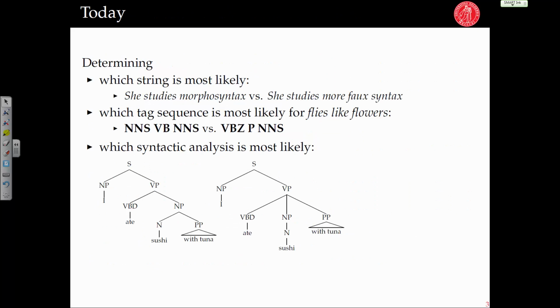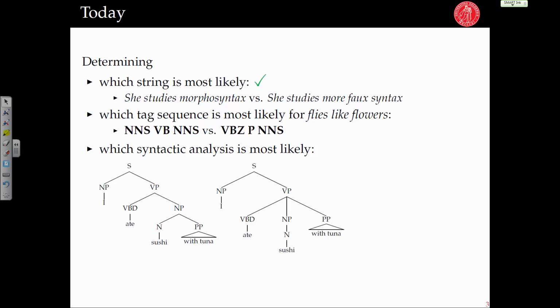Okay, so again, this is something we have seen last week. For the rest of the semester, we want to learn to predict these different types of structures, or linguistic structures, or assign probabilities to them. What we did last week was the first type, where we assigned probability to a sentence, to a string. So we wanted to define which of these two sentences is the more likely, and more likely means has higher probability. She studies morphosyntax, she studies morphosyntax. We use a language model to assign a probability to these two sentences. Well, so this is done.